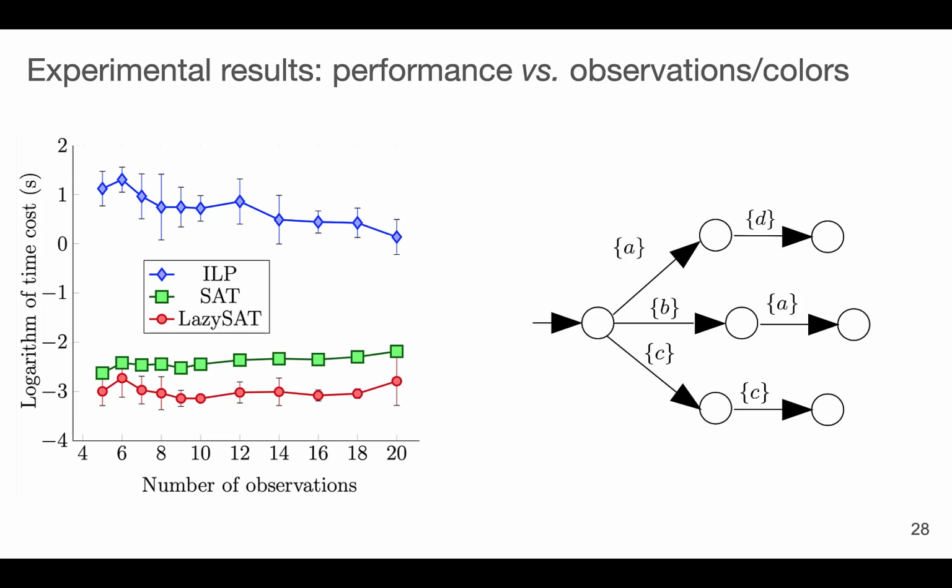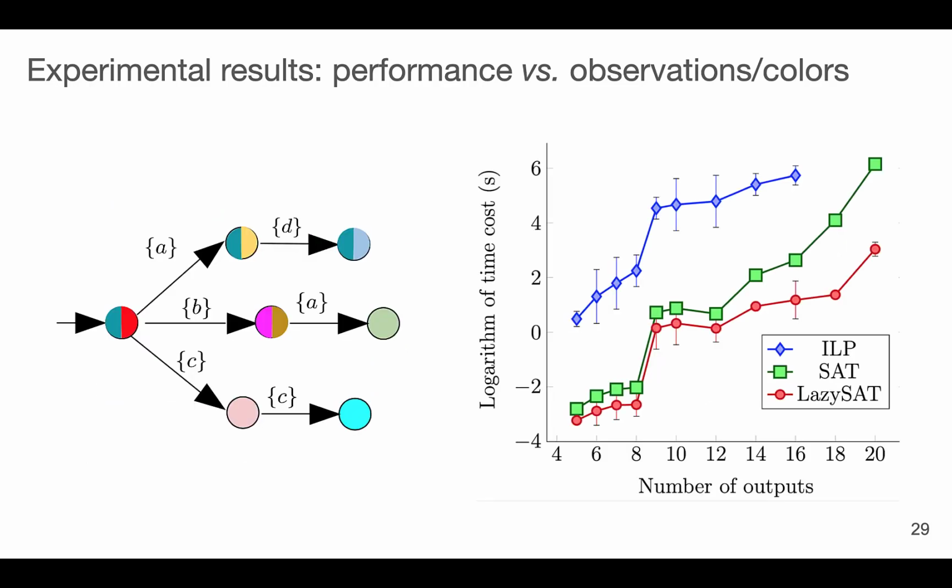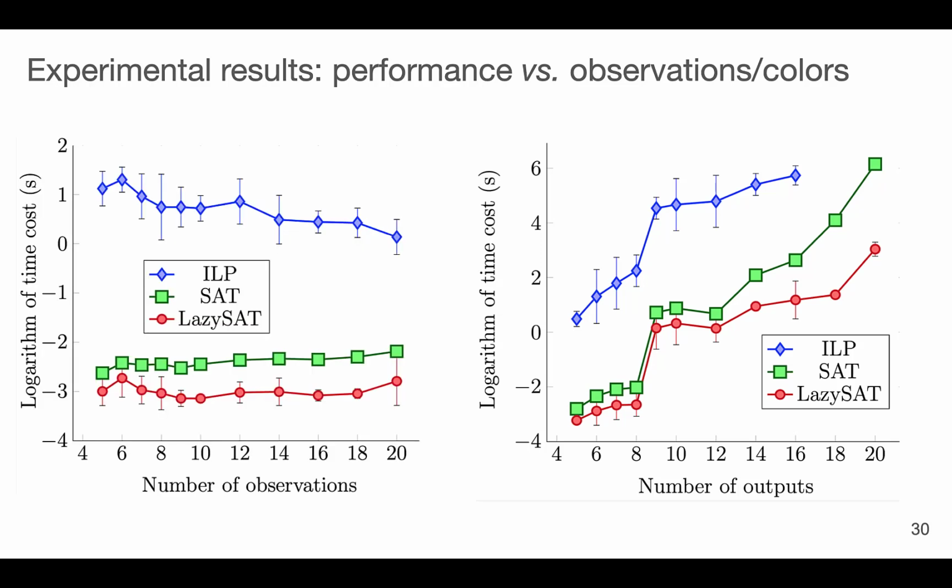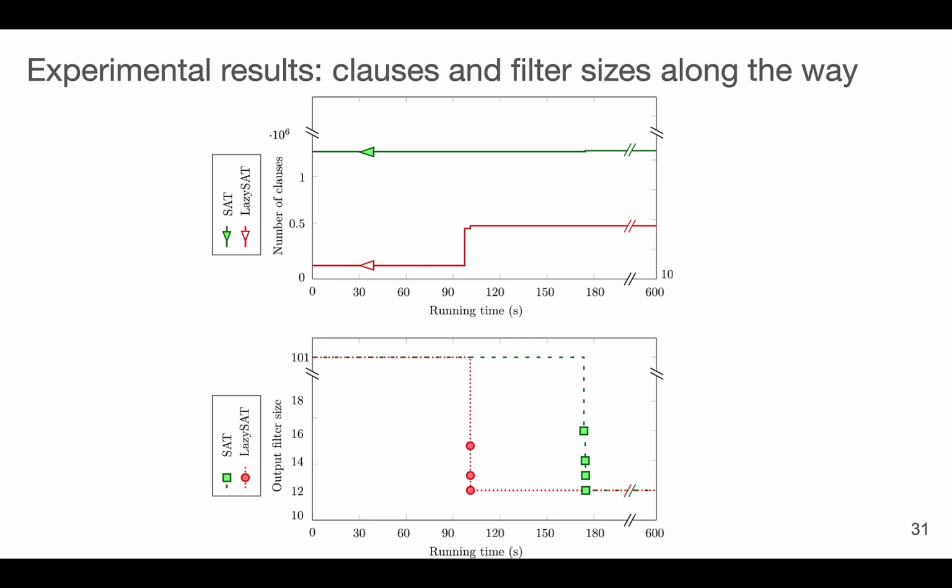As we increase the number of observations, the time used by those algorithms tends to decrease. But as we increase the number of colors, the problem becomes harder and the time increases. As you can see, the set-based approach outperforms linear integer programming, and lazy set is better than set. To understand the difference between set and lazy set, we profile the number of clauses and the size of the filters found along the way. In these pictures, green represents set and red represents lazy set. Lazy set uses fewer clauses than set, but it finds the solution much faster.